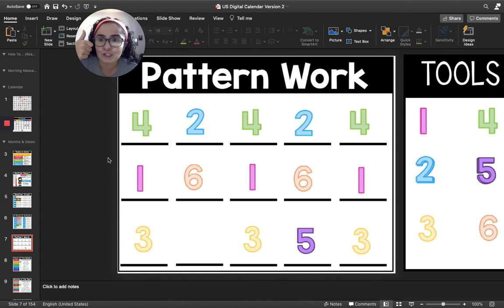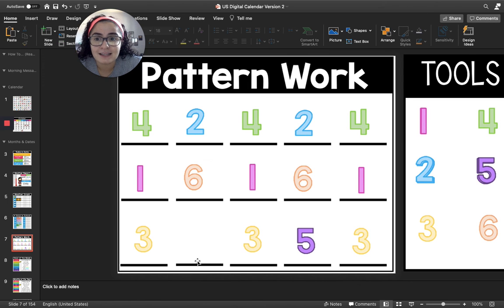I think so too, so let's say the whole pattern together. 1, 6, 1, 6, 1. Great job. Now we have one pattern left. Let's read it together. 3, 3, 5, 3. What number do you think goes on this blank?